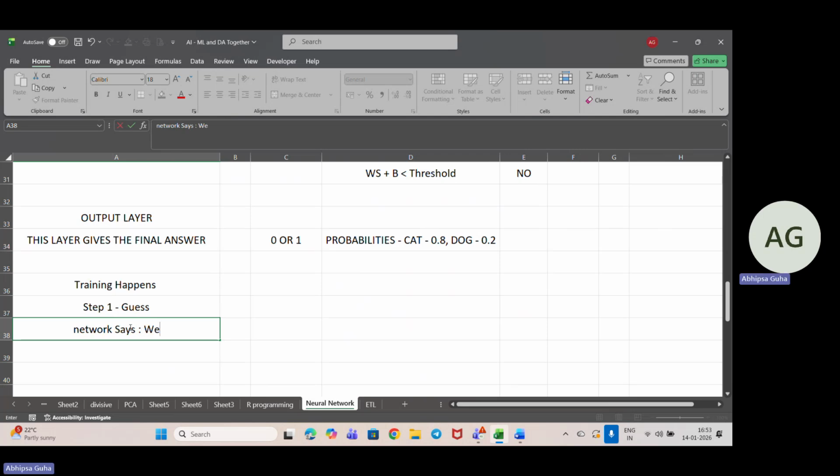So suppose the network says wear a jacket. So I'll get the answer as yes, right? After that, what will the network do? It will check the answer.